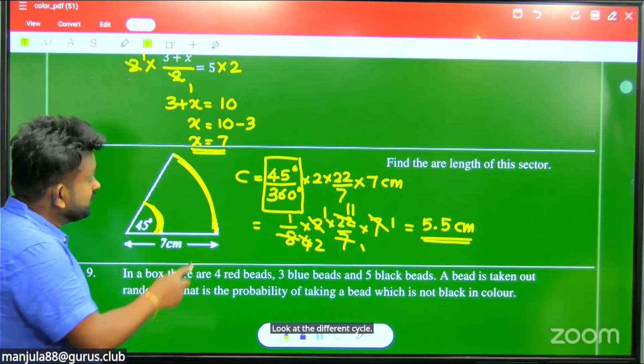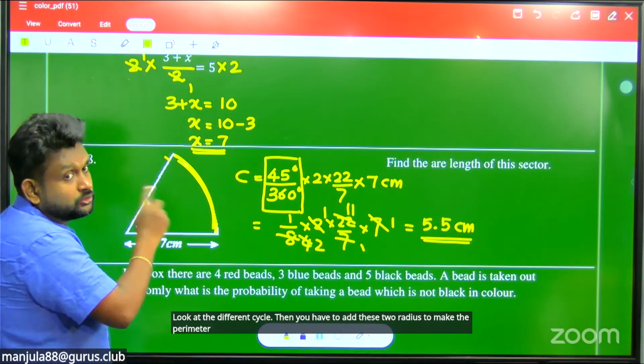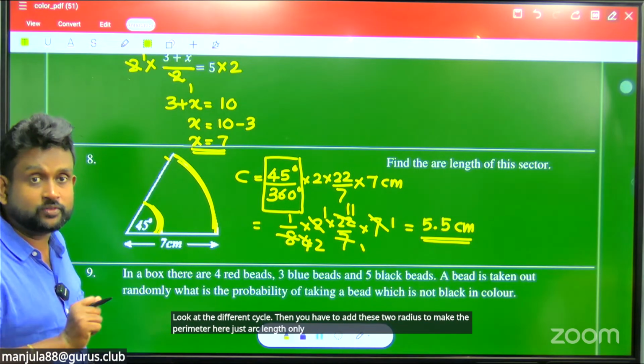Then you have to add these 2 radii to make the perimeter. Here, just the arc length only doesn't enclose the plane figure.